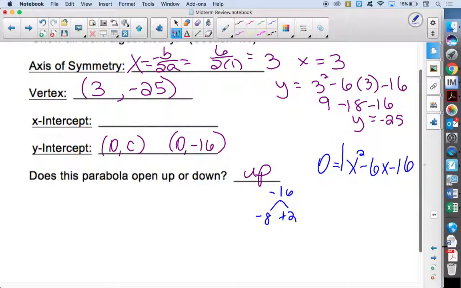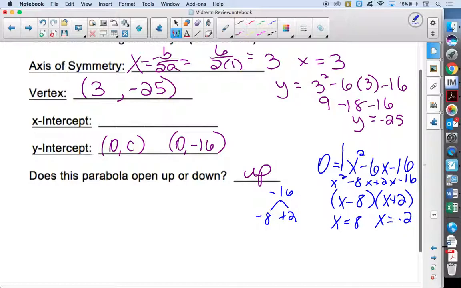Because there's just a 1 here, you can take those two numbers and put them in parentheses right away. So you could say x minus 8 and x plus 2. You could also use x squared minus 8x plus 2x minus 16. That works as well. It's the same process. So solving for x, you get x is 8 and negative 2. So my x-intercepts would be (8, 0) and (negative 2, 0). They're ordered pairs because they're points on your graph. It's where the graph crosses the x-axis, so it's going to be a point with an x and a y.